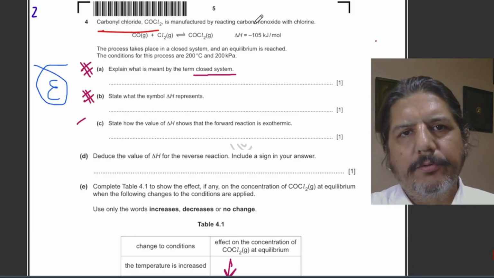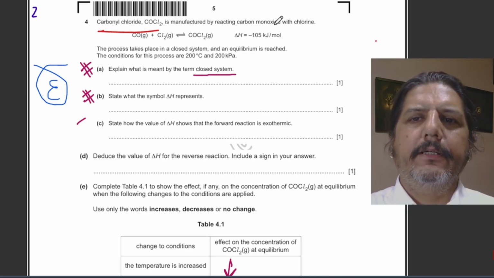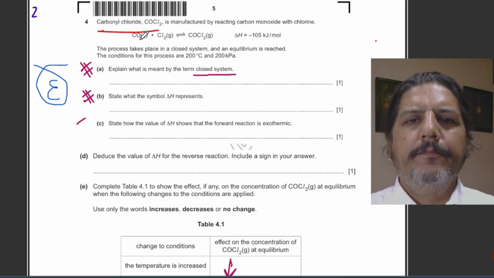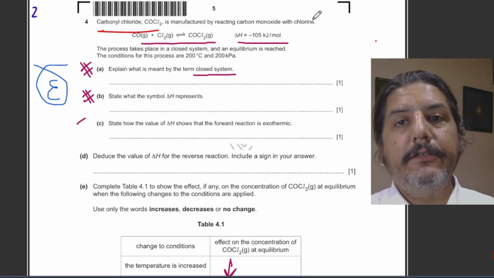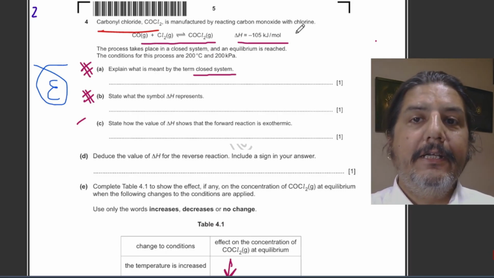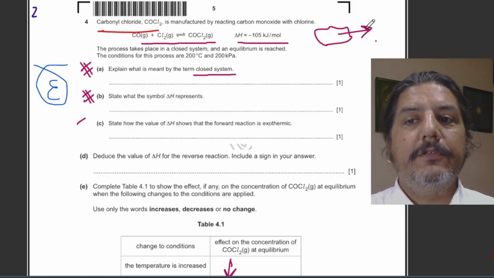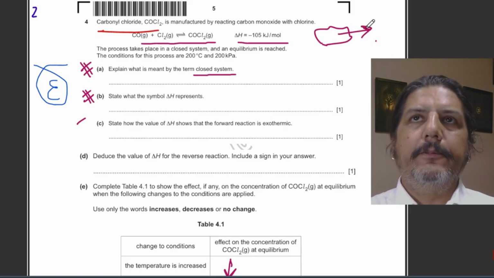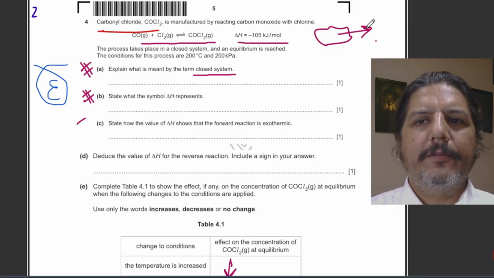So let's look at the next question. Carbonyl chloride, COCl2, is manufactured by reacting carbon monoxide with chlorine. So this is the equilibrium reaction that we have. Delta H is negative. Delta H is energy that is released from the system. Now, because it's released from the system, one way of looking at it is the system loses energy. So this is an exothermic reaction.